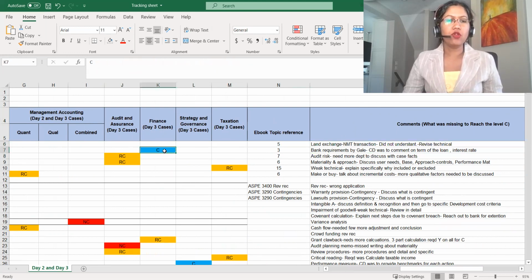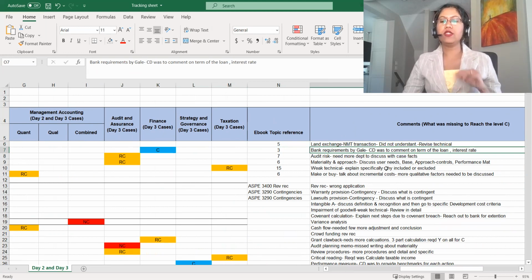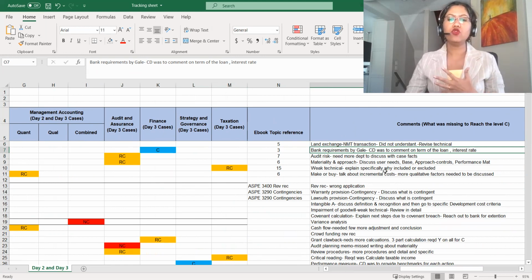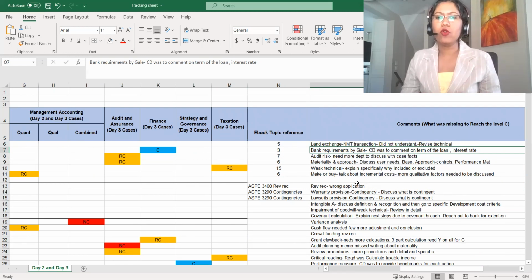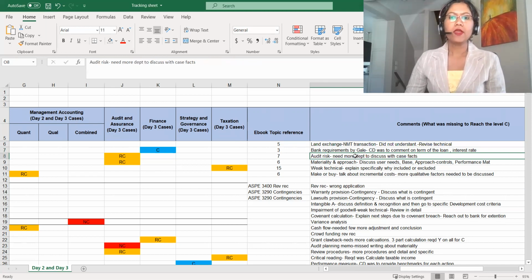Here I have scored C on this AO, which is pretty good. But still, what was required for CD? CD was to comment on the term of the loan and interest. It was a very small point which could have pushed me from C to CD. Mark wise there is no difference, but wherever there is an opportunity to improve, you can always look from the debriefing at what was required. Similarly, now here for audit, I scored RC in this case.